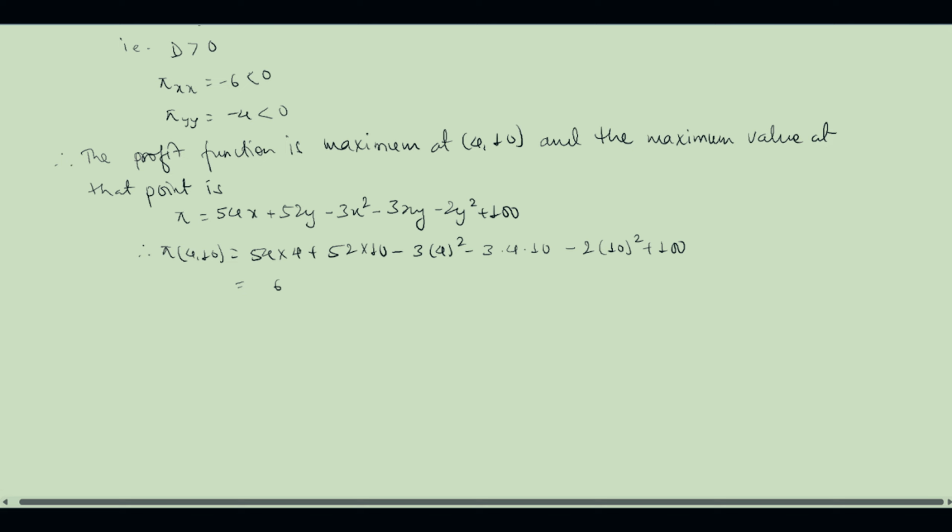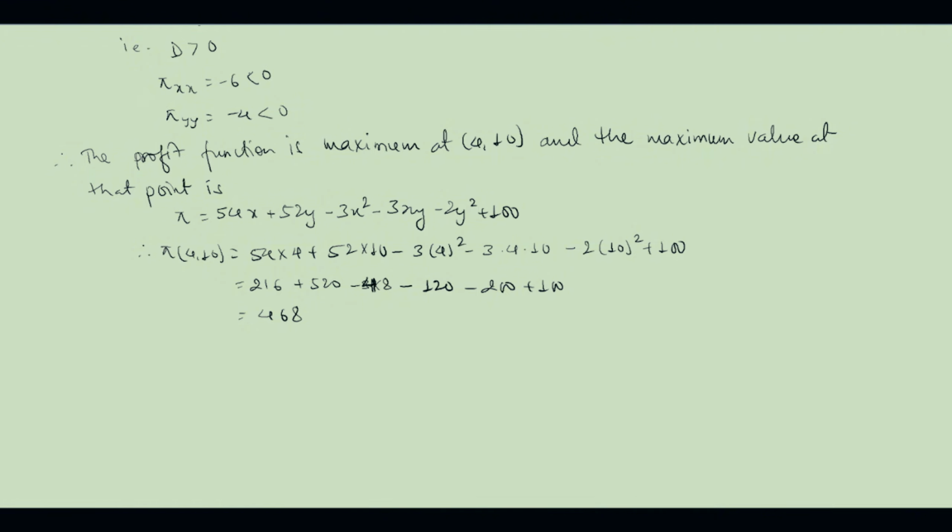54 into 4: 4 fours are 16, 4 fives are 20, so 216 plus 520, minus 3 into 4 square, 4 fours are 16, 16 into 3 is 48, minus 3 into 4 into 10, that is 120, minus 100 into 2 is 200 plus 100. Then while solving, we'll get the value as 468. This is the profit function, the maximum profit at (4, 10).